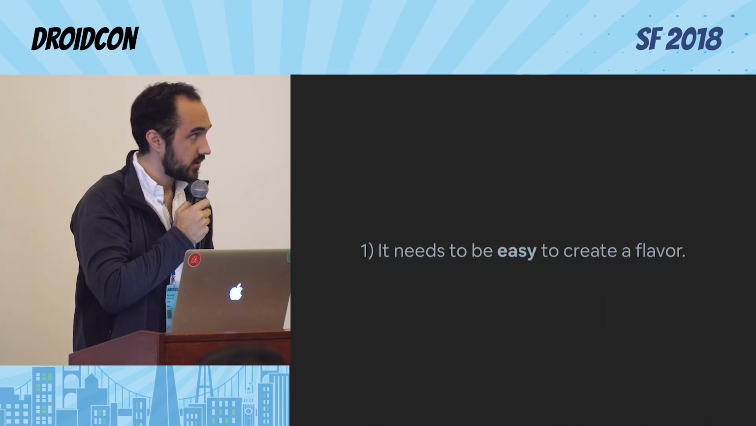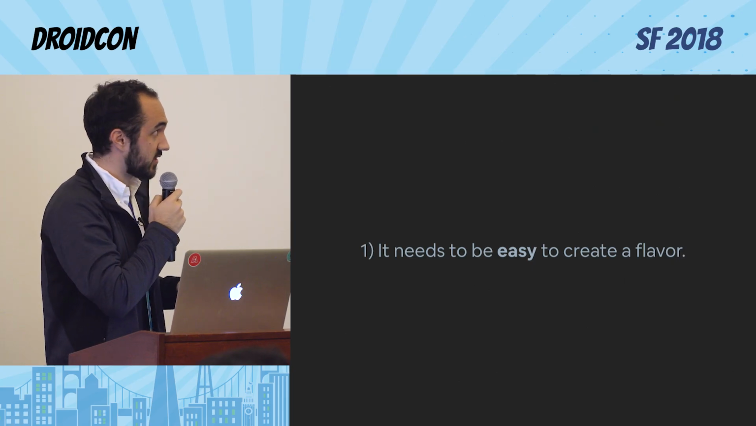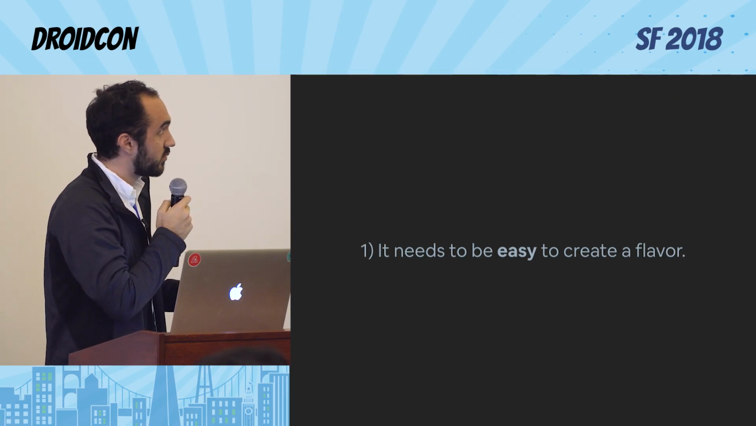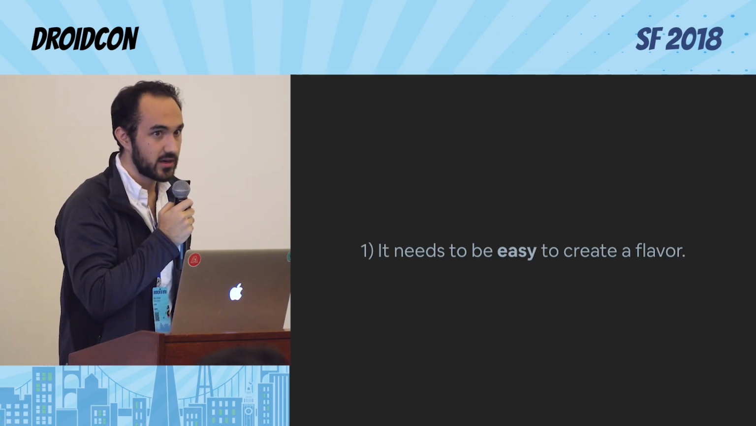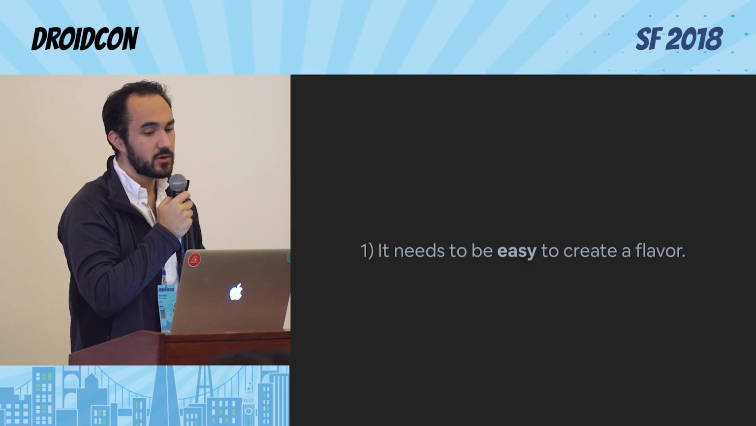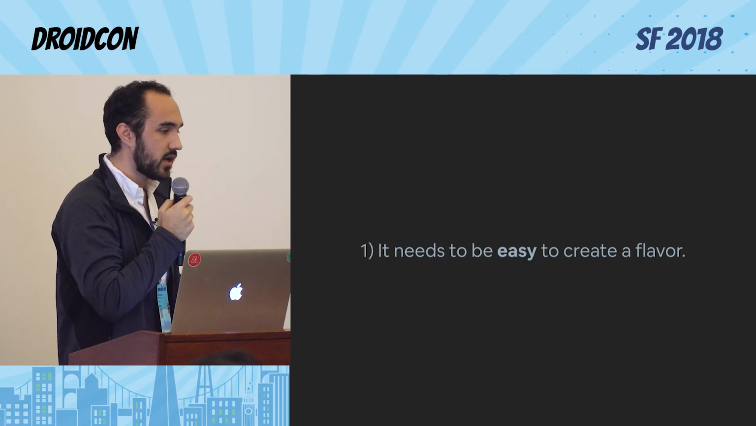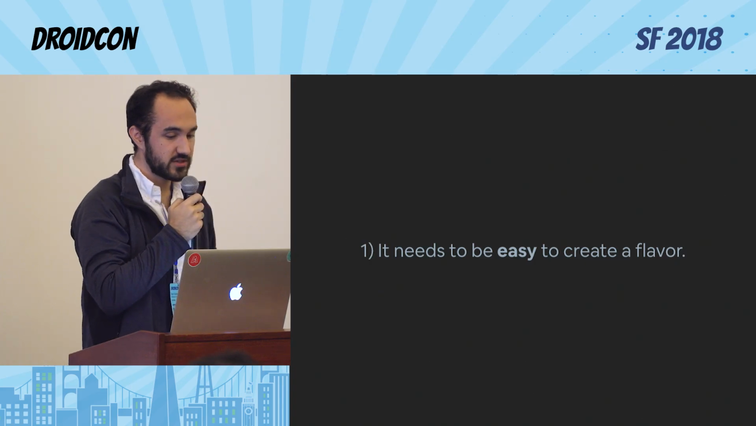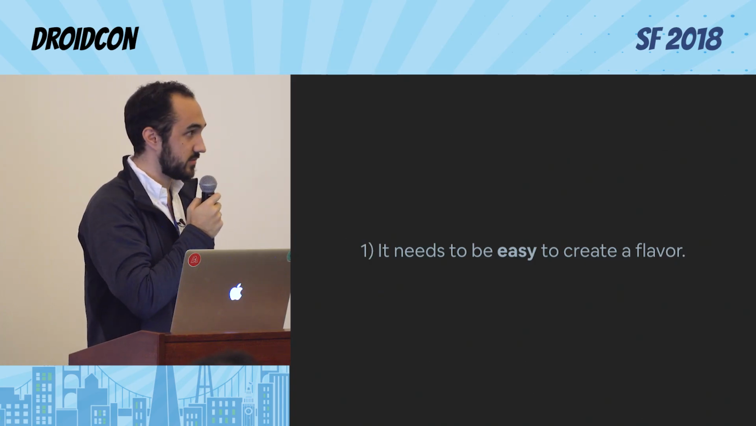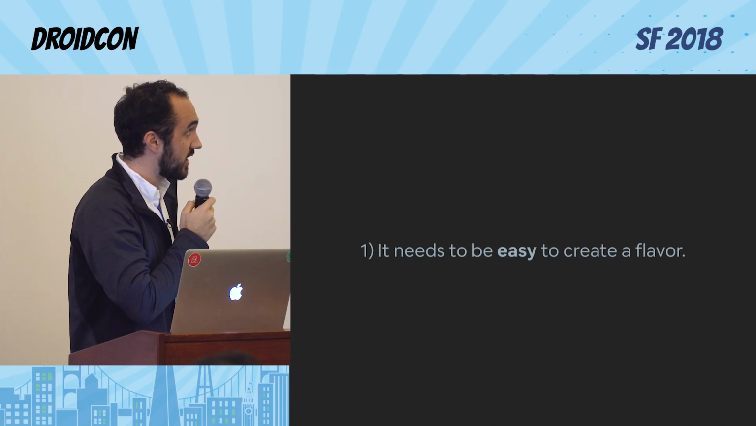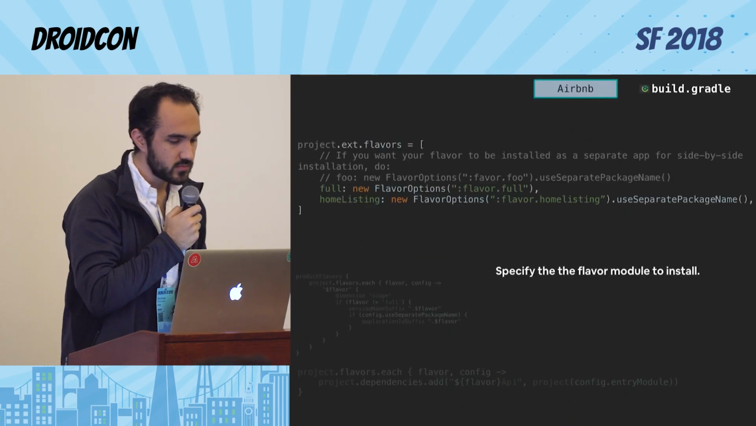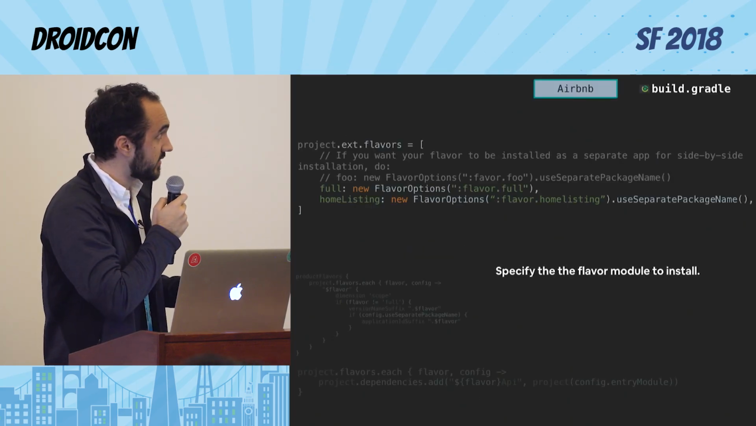So for light flavors to be successful at Airbnb, we wanted a few things. It needs to be easy to create a light flavor. Everyone here maybe has a few flavors in their applications that you spend a lot of time creating. But we have these very small feature modules, and we want it to be just a matter of minutes that you can select which ones you want and have a new flavor. And this is actually easier than you think to achieve.